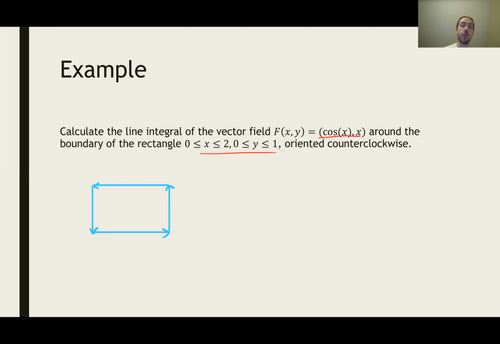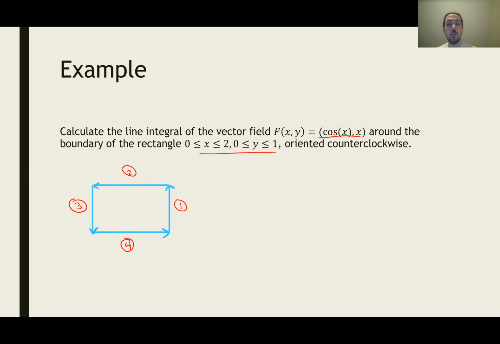Here's the problem with doing this as a line integral. Because this is a line integral, this boundary is the boundary of a rectangle, and it has 4 sides. If we're going to do this line integral, we have to do the line integral over this left-hand edge, this bottom edge, this right-hand edge, and this top edge, and we have to add those contributions up.